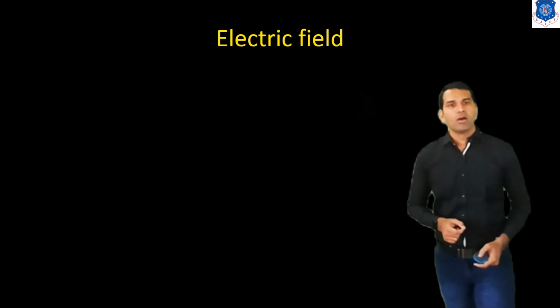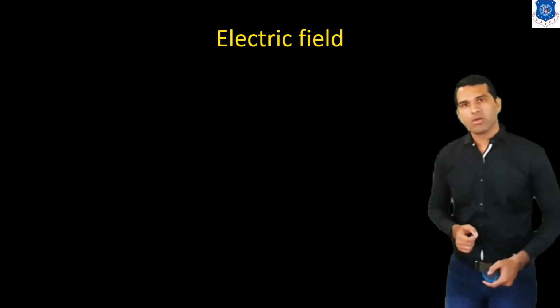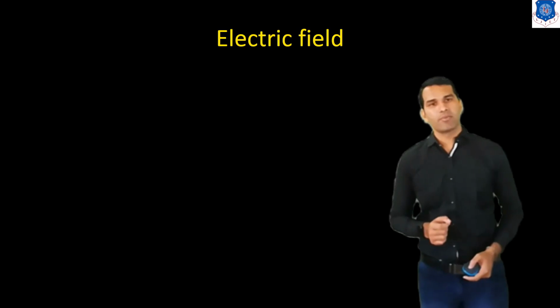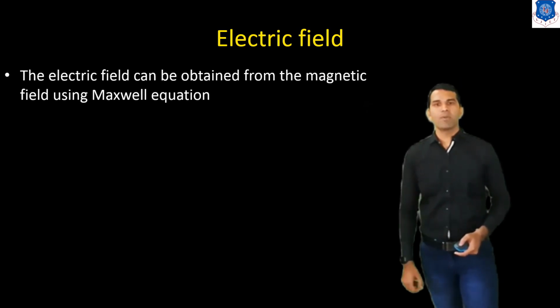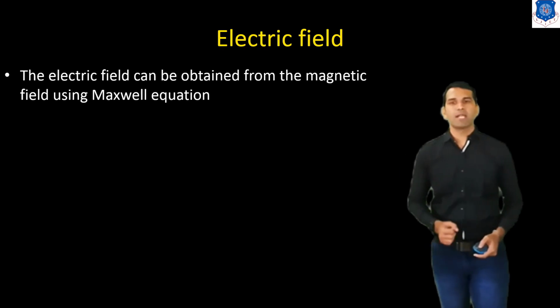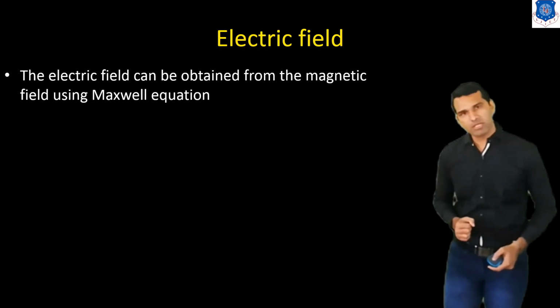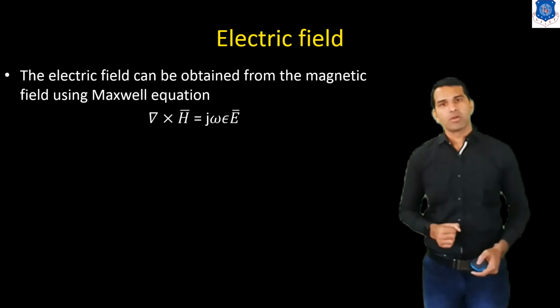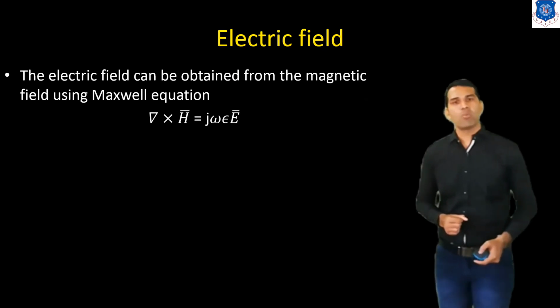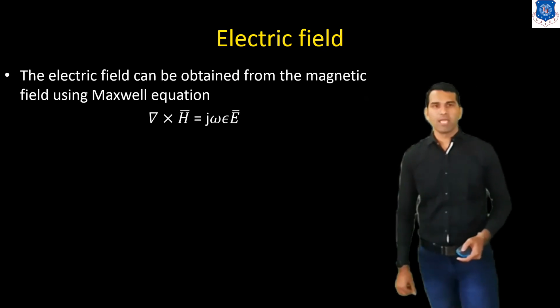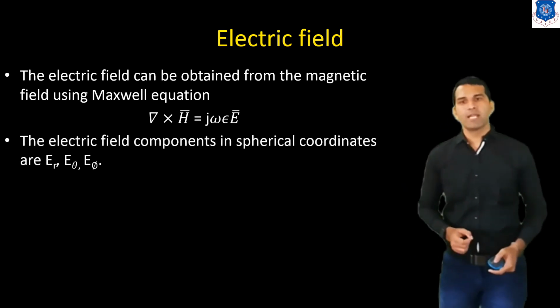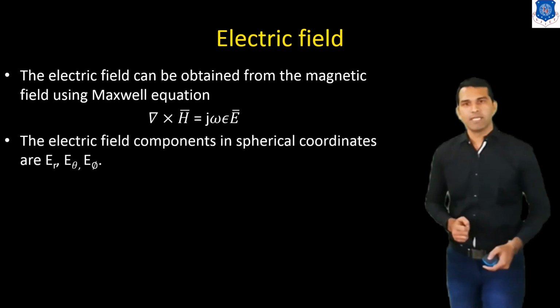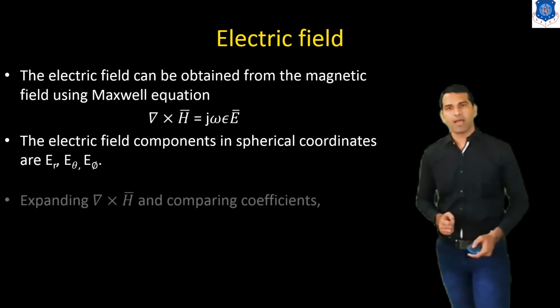Now to analyze this dipole, third one we find out the electric field or the electric component. The electric field can be obtained from the magnetic field using the Maxwell equation: del cross H is equal to j omega epsilon E. We have this equation. The electric field components in spherical coordinates are E_r, E_theta, E_phi.